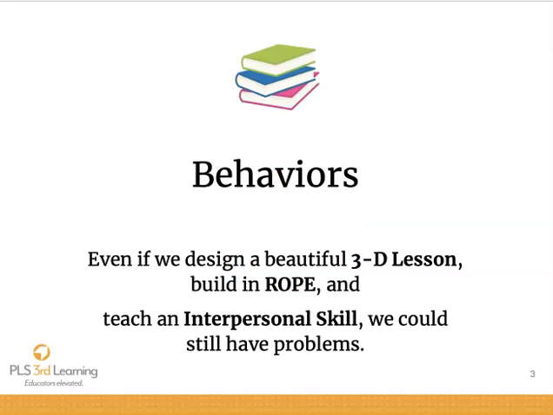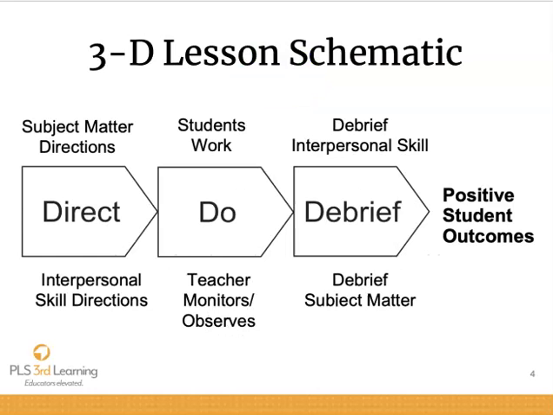Behaviors. Even if we design a beautiful 3D lesson, build in rope, and teach an interpersonal skill, we could still have problems. Do you agree? Please turn to page 138, Behaviors, where you will see the 3D lesson schematic. Sometimes teachers notice negative student behaviors when they are monitoring the do stage of the 3D model. When students are working, negative behaviors may occur.